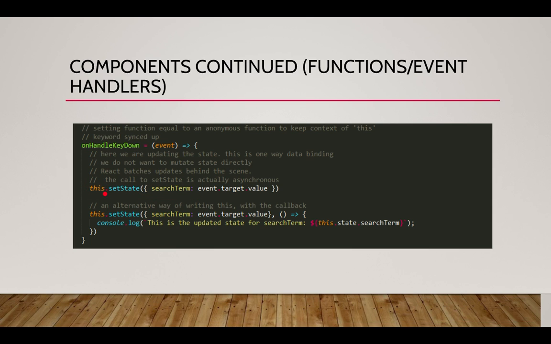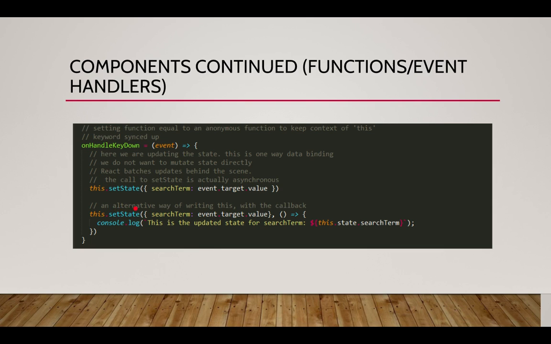The setState method is synchronous, but the method setState is using behind the scenes is asynchronous. So if we were to console.log this.state after this method, it's not guaranteed that we're going to get the same state as what's updated with this. You have that race condition going on because this is asynchronous.